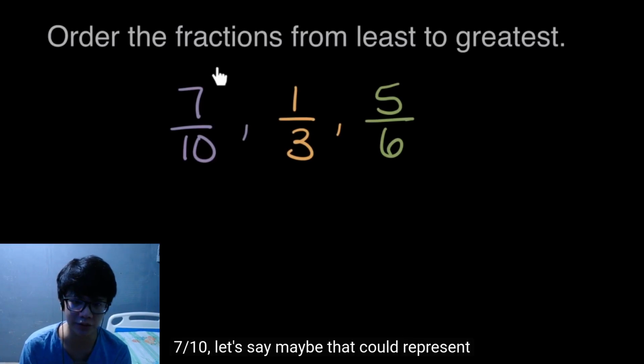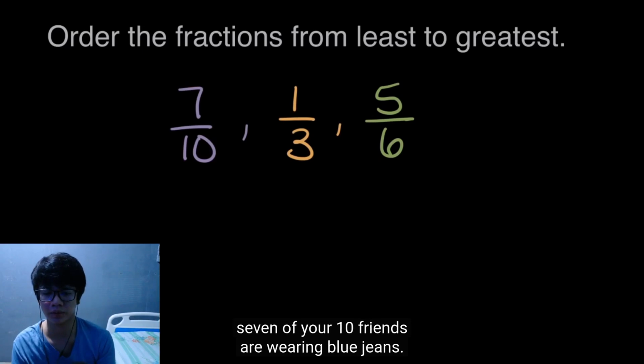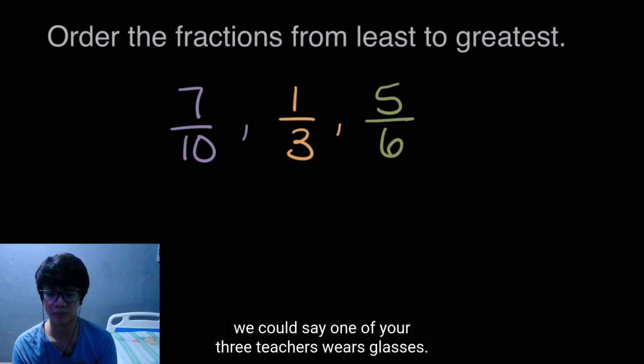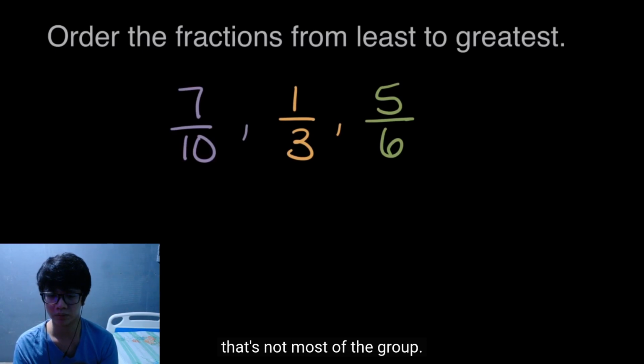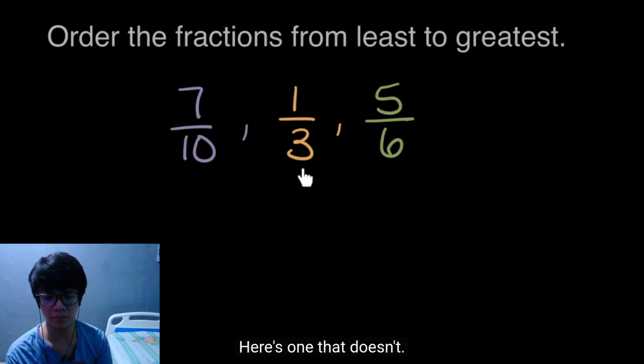1/3, 7/10, and 5/6. 7/10, let's say maybe that could represent 7 of your 10 friends are wearing blue jeans. Well, that's most. Most of your friends are wearing blue jeans. And then for 1/3, we could say 1 of your 3 teachers wears glasses. Well, that's not most. If only 1 of the 3 wears glasses, that's not most of the group. So here's a fraction that represents most of the group. Here's one that doesn't. So the most is probably greater.